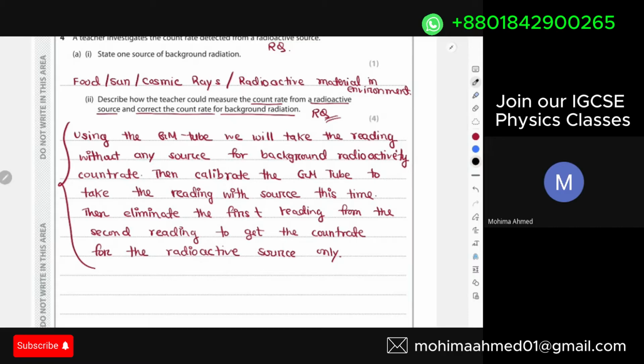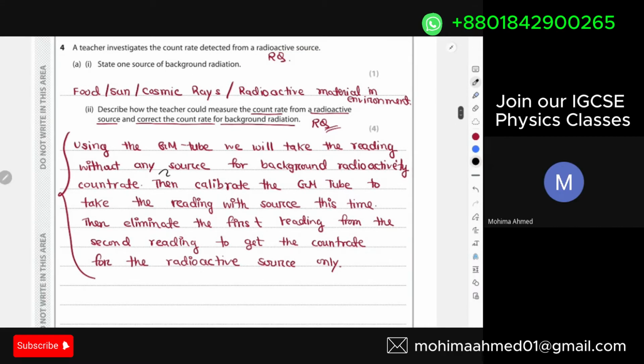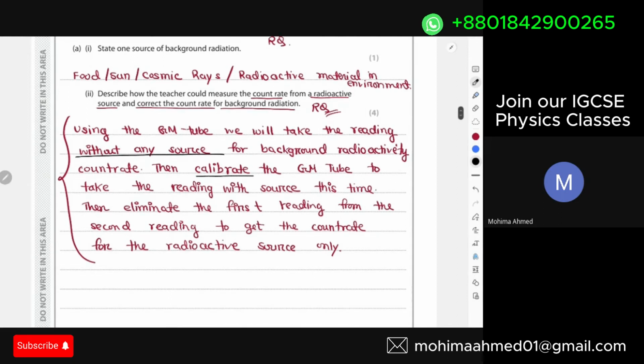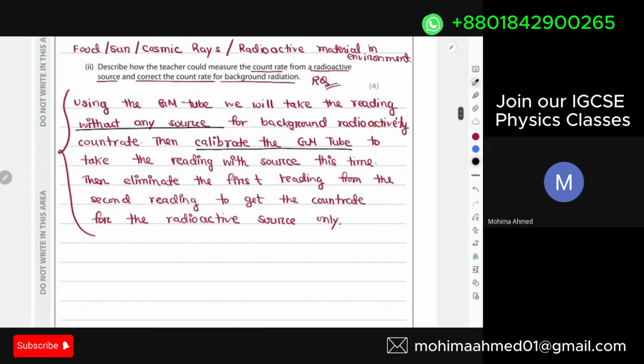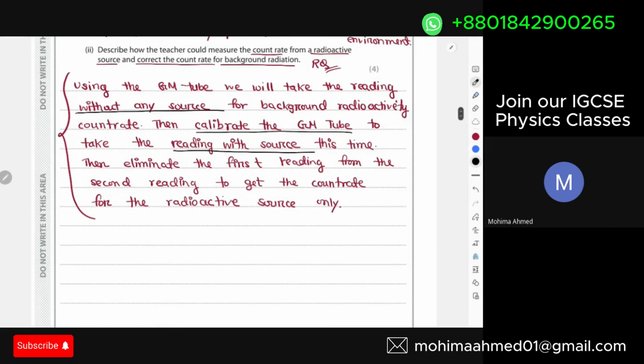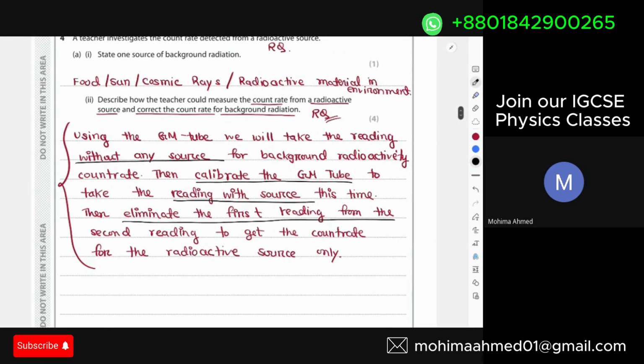Over here, the mark scheme point was that take the reading without any source first. Then you have to calibrate the GM tube to avoid having any zero error, and again take reading with source, and then eliminate the first reading from the second reading, that is a 4 mark, and that will give you the final count rate for the radioactive source only. Is there any problem so far?